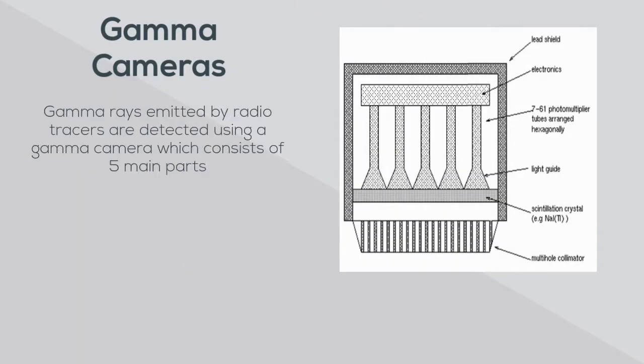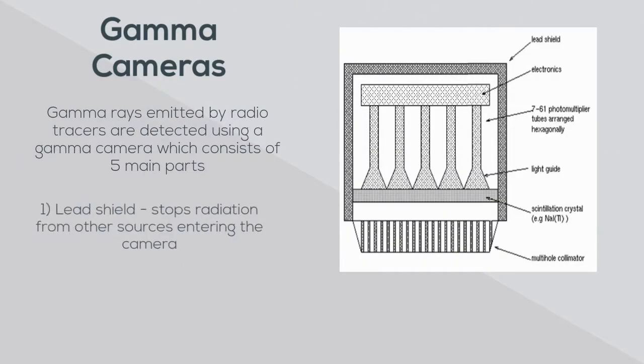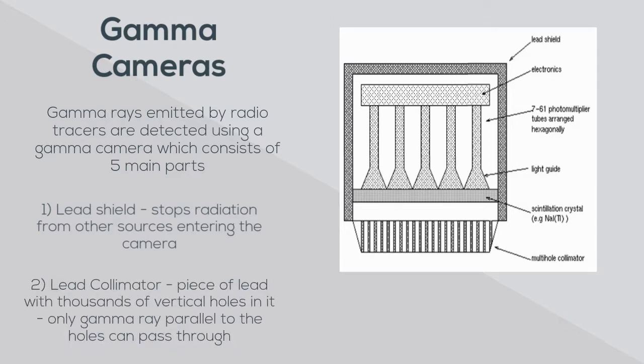Gamma rays emitted by radio tracers are detected using gamma cameras, which consist of 5 main parts. First is the lead shield, which stops radiation from other sources entering the camera. Next is the lead collimator, which is a piece of lead with thousands of vertical holes in it. Only gamma rays parallel to the holes can pass through.